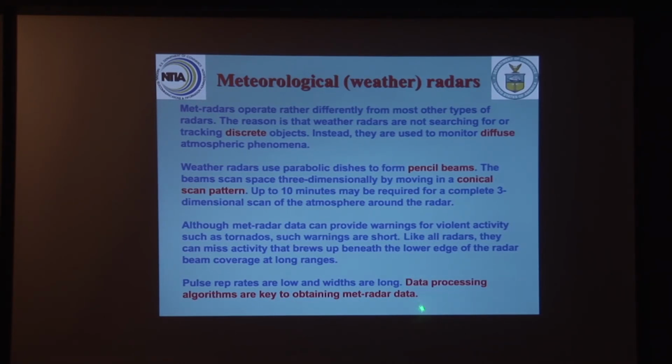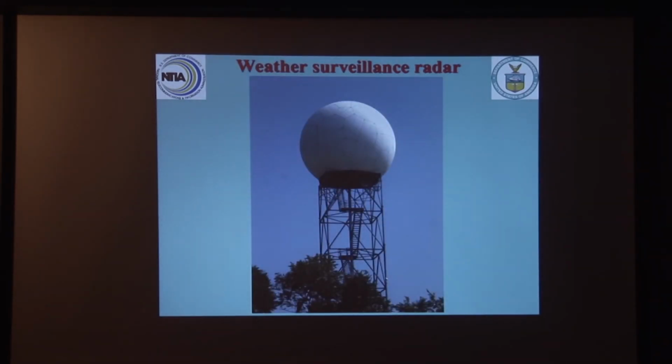Again, here in red, data processing algorithms are just the key to obtaining and processing Met radar data. They get better and better all the time. Here's a Met radar dome. There's a giant parabolic reflector in here. It almost fills the dome, and it rotates, I think, with about actually more like a 15 or 20 second rotation time, and it does this conical beam scanning.